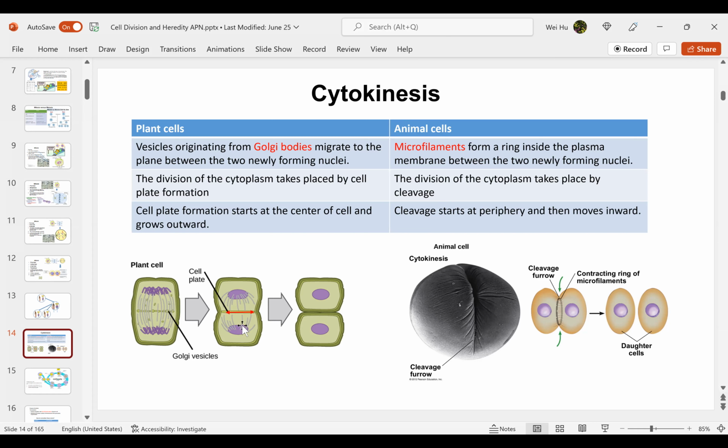Whereas in plant cells, you are not using this mechanism. You use the Golgi body, so you have so many vesicles. They lie in the middle and form the cell plate. Then they cut from center to periphery, so you don't need a cleavage furrow.